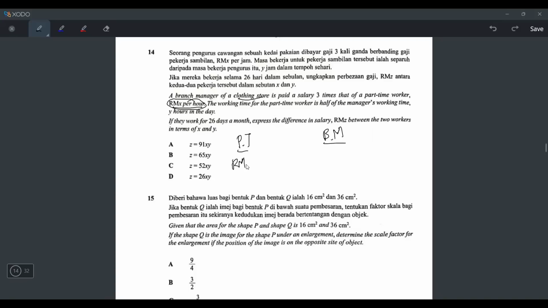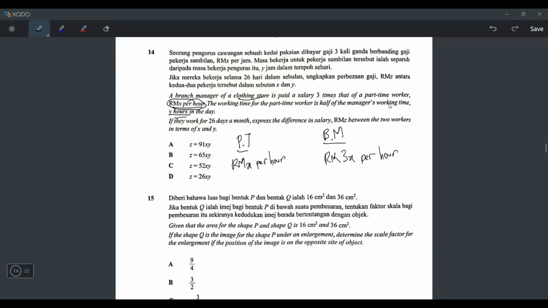So RMX, but it's per hour. It means 1 hour you will get paid this amount, X amount, RMX. But they say the branch manager is 3 times. So the branch manager punya salary will be 3x lah per hour, 3x per hour. And then they say the working time for the part-time worker is half of the manager's working time Y hours.